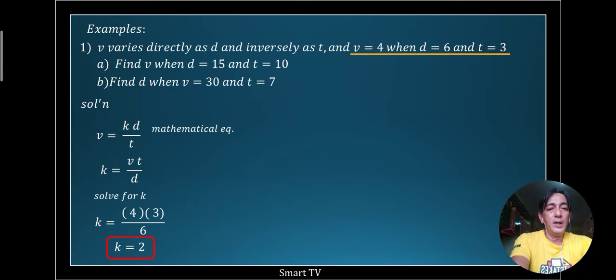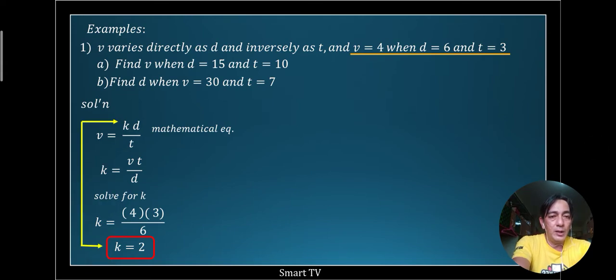Ngayon, next step natin, i-substitute natin yung value ng k na yan dun sa mathematical equation natin para makuha natin yung equation of variation. Equation of variation now will be b is equal to 2d over t. So, yan ngayon na magsisilbing formula para ma-solve natin yung mga missing quantity.